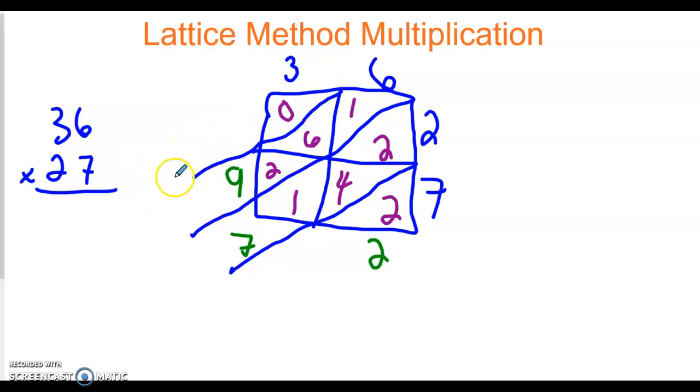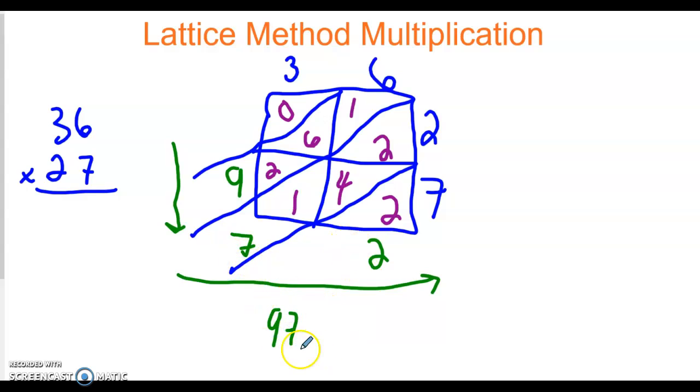And then to figure out my answer, I look down, and then I look across from left to right. Okay, and I just write the numbers that I see in that order. I see a 9. I see a 7. I see a 2. So 36 times 27 is 972.